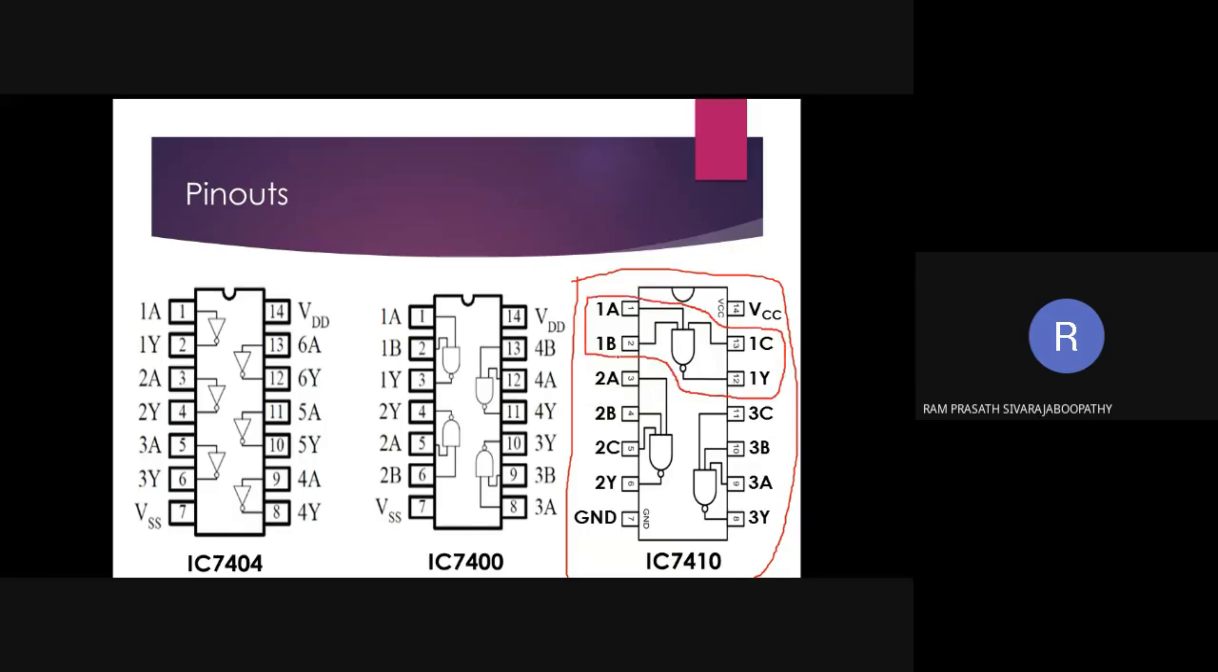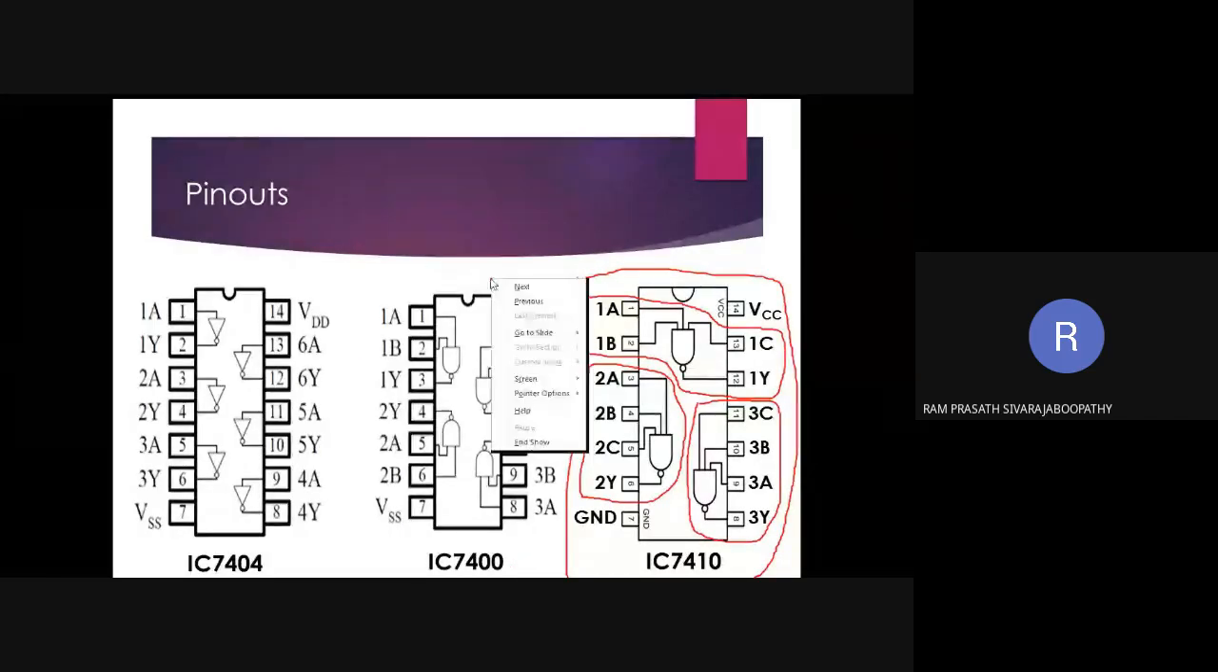The pinout of this will be a little different. See where the second NAND gate is. Here it is. The third NAND gate is here. So this IC we call as triple 3 input NAND gate, meaning there are three 3 input NAND gates inside. The IC name is triple 3 input NAND gate. That's all.